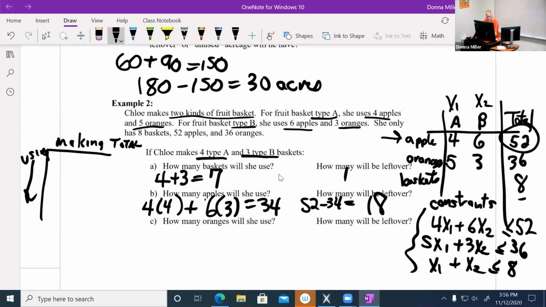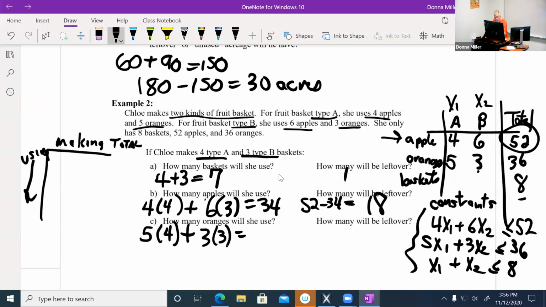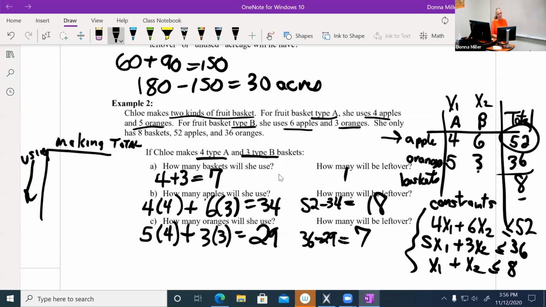And the oranges. I use 5 per basket and 4 basket A's, and I use 3 oranges and 3 basket B's. So let's see what happens there. That's going to work out to be 29. And I have 36 available, so 36 minus 29 is 7, so that would be my leftover oranges. Okay, so I'm just trying to get in your head right now. A slack variable is what I have left over of everything that I'm using to make whatever I'm making. Okay.